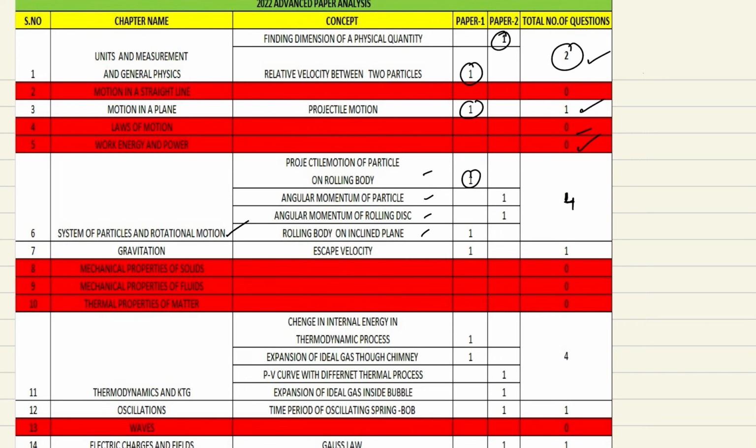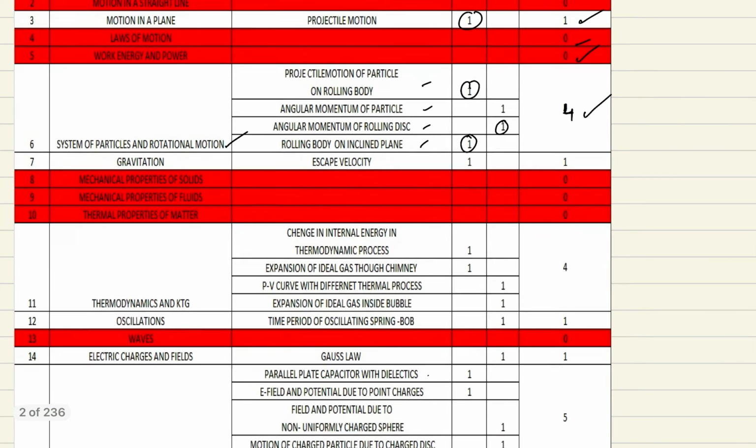Next we can see angular momentum of a rolling disk. One disk is fixed, the other disk is moving. Then what is the value of omega, one question like that they have asked here. And the total angular momentum of that rotating disk they have given in paper 2. Rolling body on inclined plane, some forces are acting on this. What is the motion of a rolling body on an inclined plane? Some question they have given in paper 1. So total 4 questions are there from the system of particles and rotational motion.